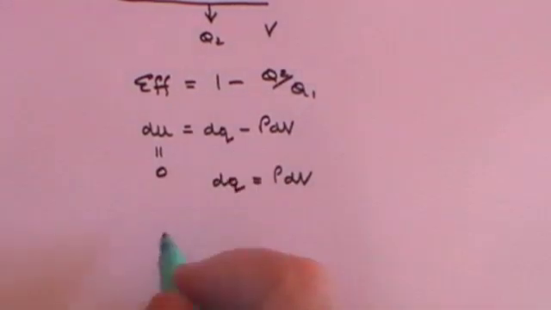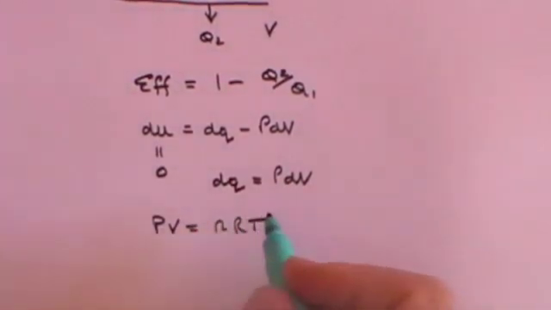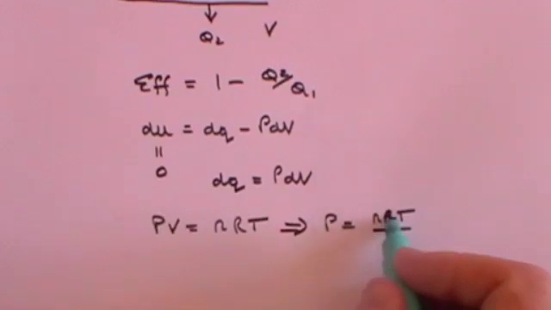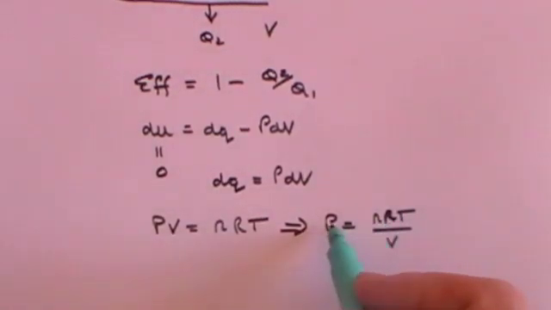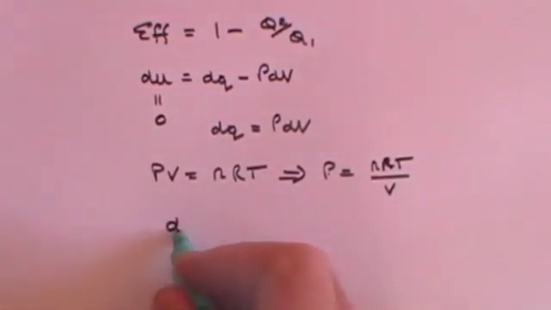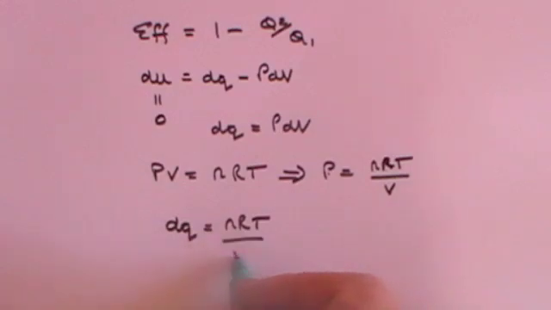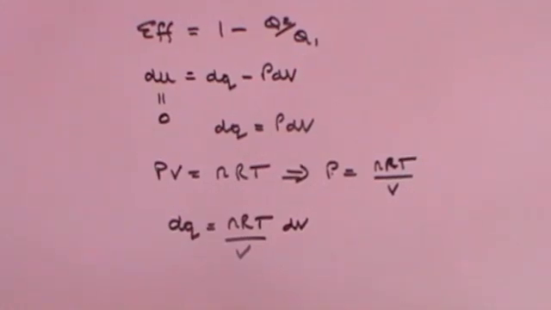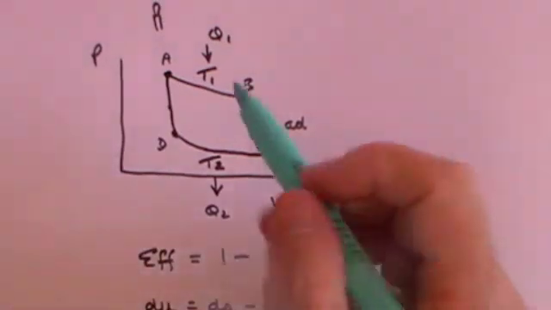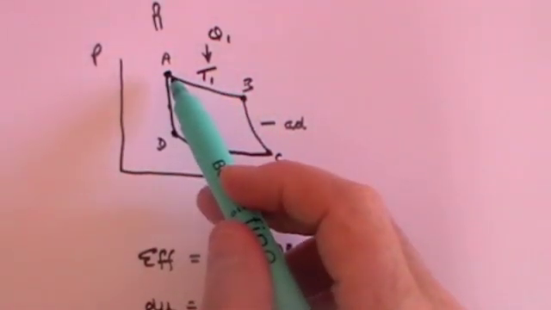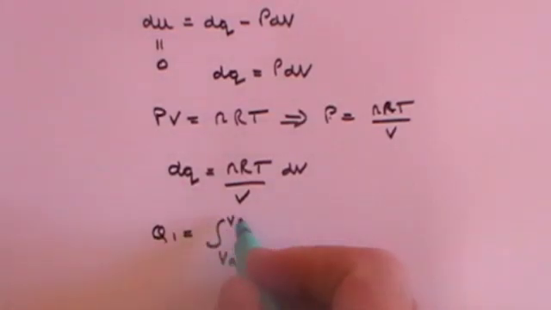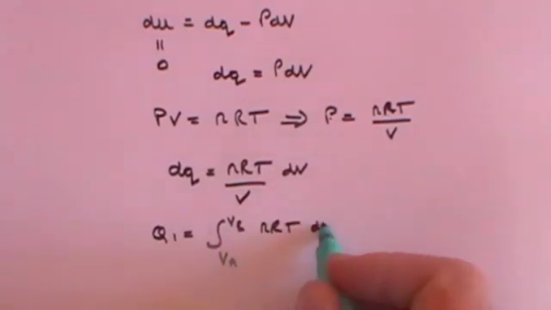Now once again, the ideal gas law tells us that PV equals nRT, which means that P is equal to nRT over V, and we can substitute that P in here. So now we get that dQ is equal to nRT over V dV. So now we can integrate that to find the values of Q1 and Q2. Now let's remind ourselves that Q1 resulted in a volume increase from VA to VB. So if we want Q1, that's going to be the integral from VA to VB of nRT dV over V.